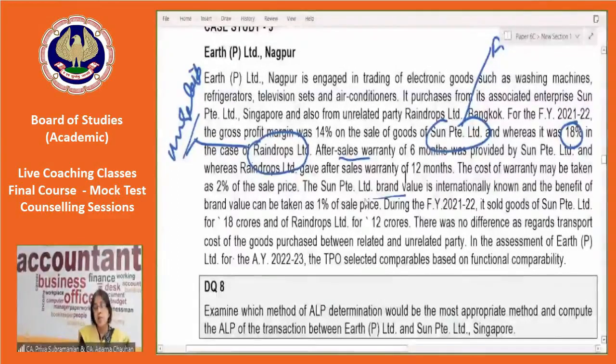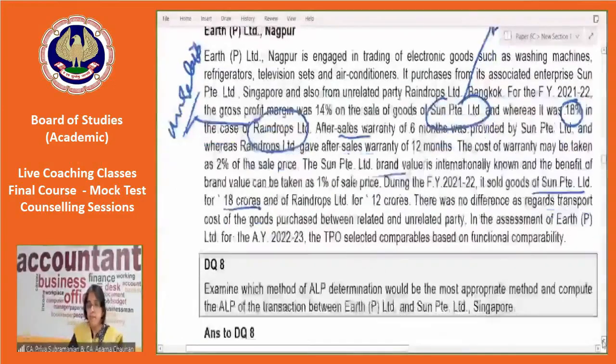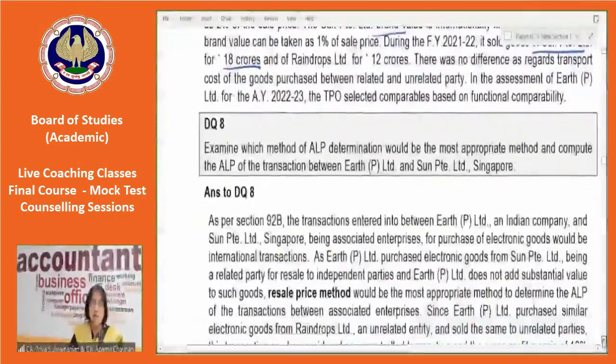So what is the base you take? The base you take is that it sold goods of Sun Private Limited for 18 crores. Okay, so that is the base which we have to take. The methodology is clearly specified in each method. What is the procedure you have to follow? There may be different ways you present the answer. It is possible to present the answer by making the adjustment to the GP margin also, but that is not what is prescribed by the rules, and it is better to follow the methodology prescribed in the rules for each method. And that is what is given in the study material also.